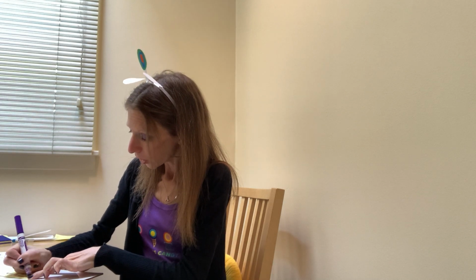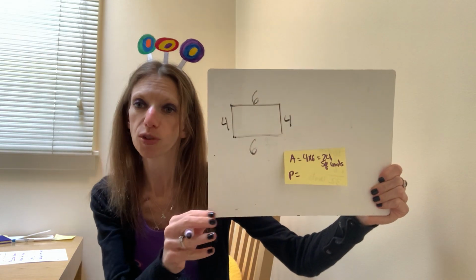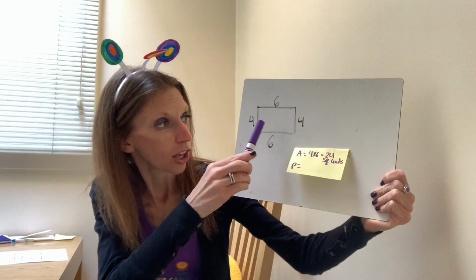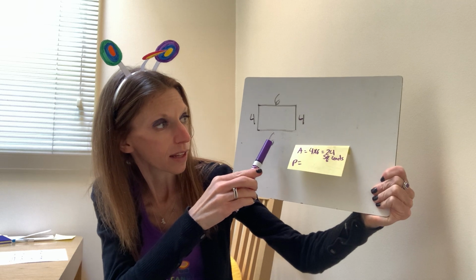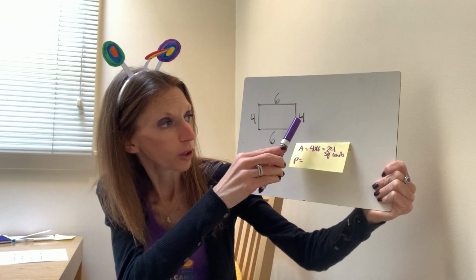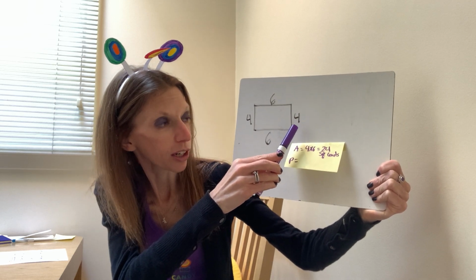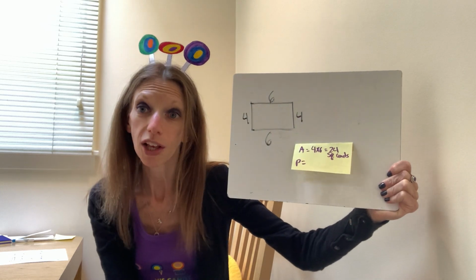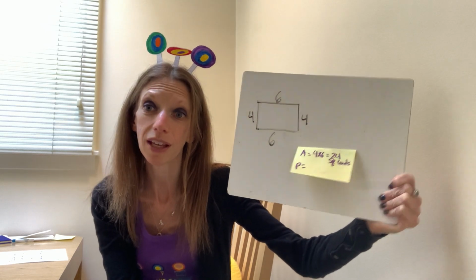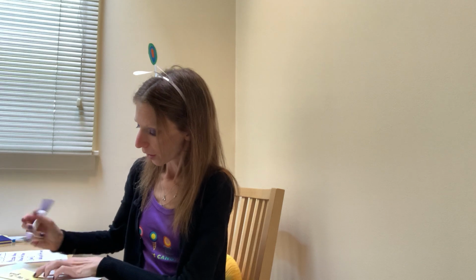The perimeter, you add up all the sides any way you want. And since these are small numbers, I think we could do this in our head. 4 plus 6 is 10. 10 plus 4 is 14, 14 plus 6 is 20. So what's the perimeter? 20 units. All right, so this is easy.